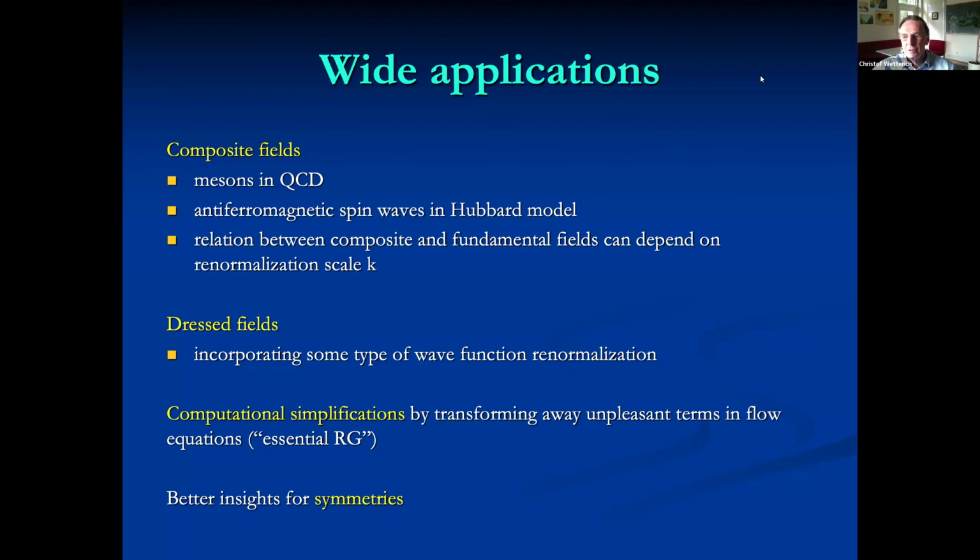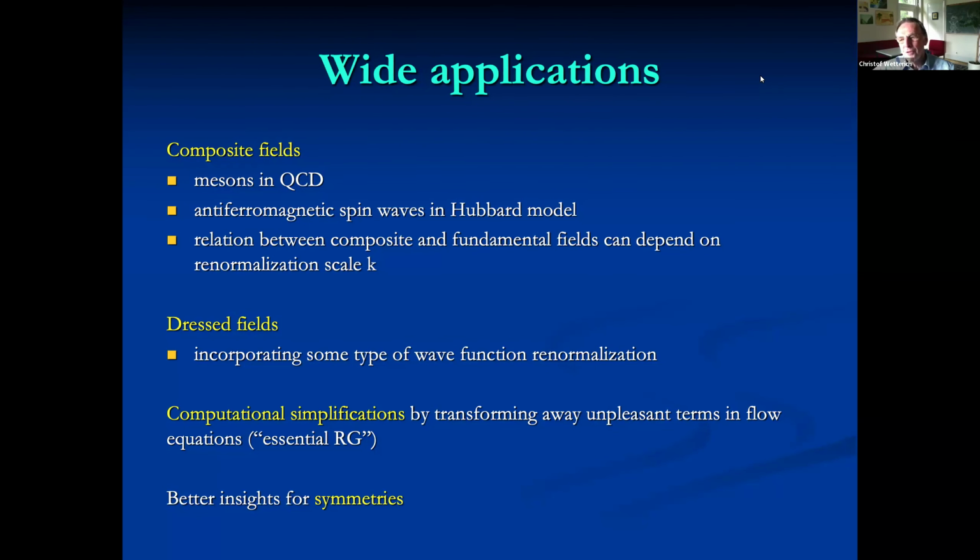Another important topic where field transformations have been used are dressed fields. Also, the simplest thing is renormalized fields, scale invariant fields, and so on, more generally incorporating some type of wave function renormalization. And I think a lot of recent discussion has come with the so-called essential RG.